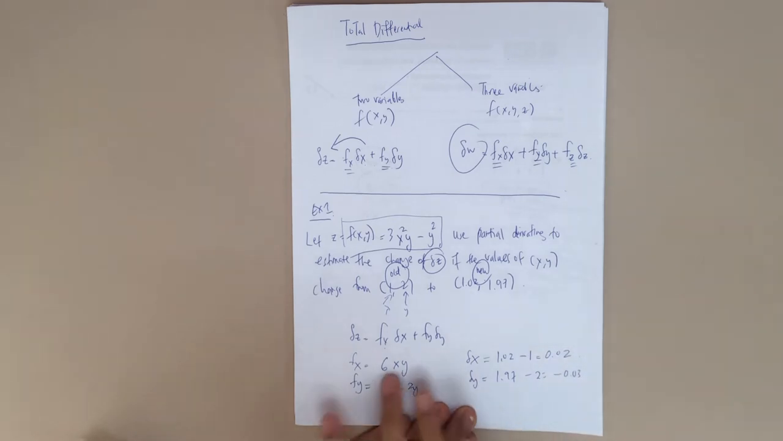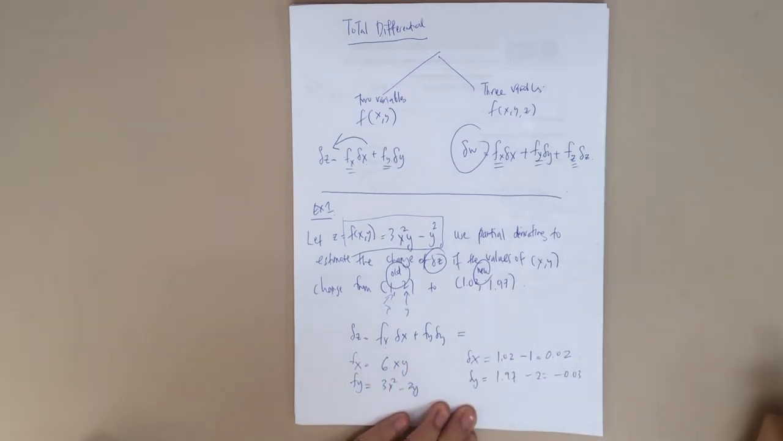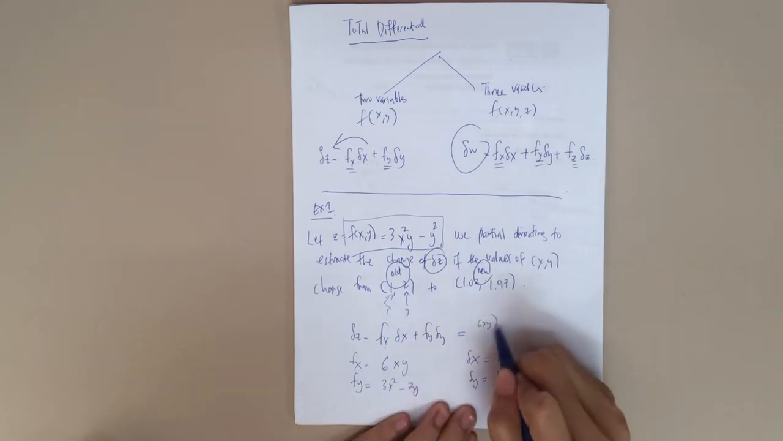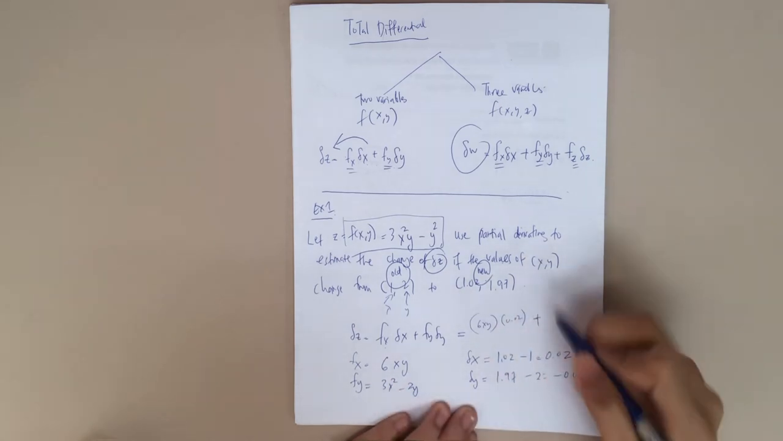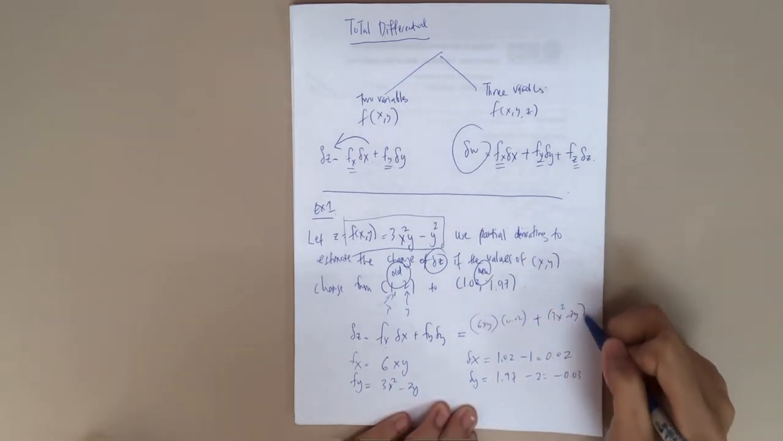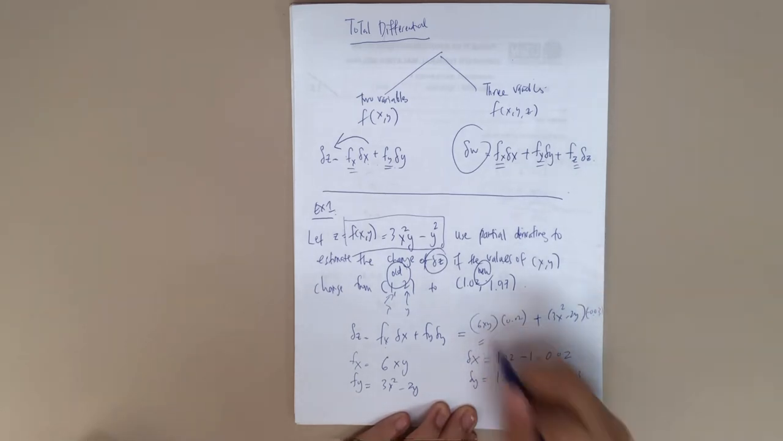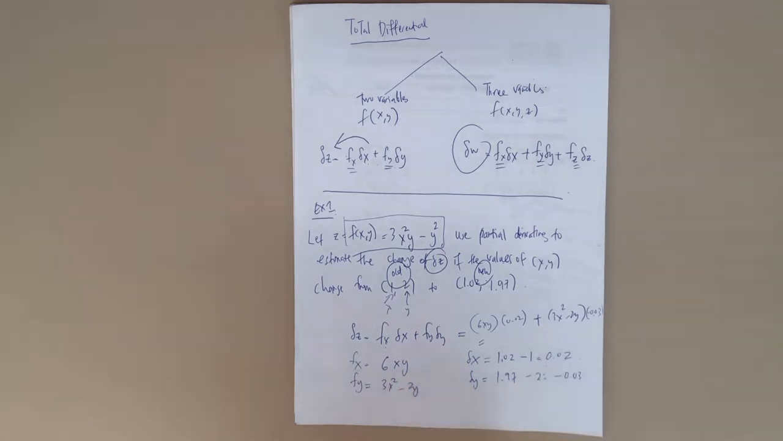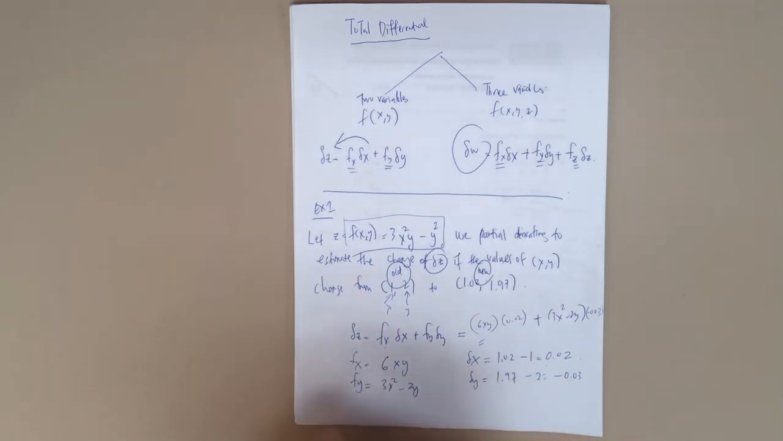Okay, so after you get all these 4, just substitute back into the formula here. So fx is 6xy, changes of x is 0.02, plus fy is 3x squared minus 2y, and changes of y here is negative 0.03. Okay, right? So if you solve this one, you will still get variables x and y, right? But actually for total differential, if the question asks you to estimate the changes, it must be a number.